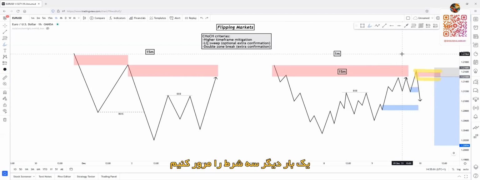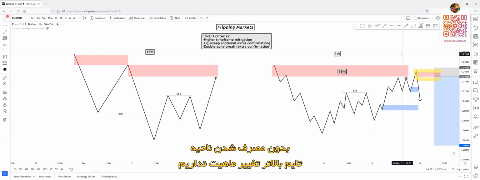So once again, the 3 criteria. The first one is unnecessary. I mean, it's necessary. The higher time frame mitigation, it has to happen. Without a higher time frame mitigation, it won't be a change of character. It will be just a liquidity sweep or anything like that. So it has to mitigate a higher time frame zone.